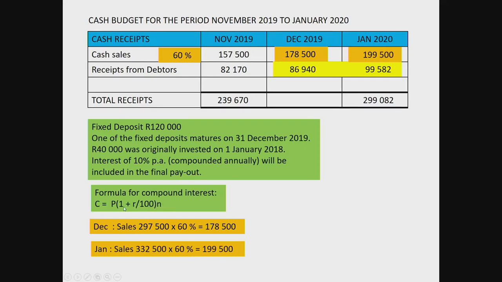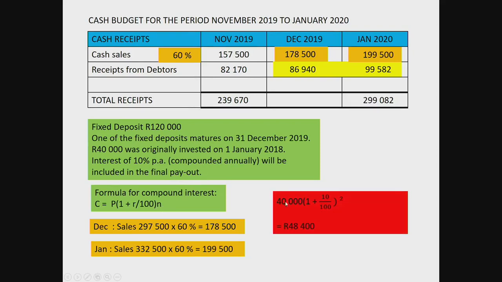Let me just go through that again. P will be your investment, the 40,000. Multiply it by the percentage, because we're calculating the interest together with the fixed deposit, and N will be the number of years that you have it, which is 2 because it's compounded annually. So there's your formula: 40,000 multiplied by 1 plus R, that's your 10%, to the power 2.